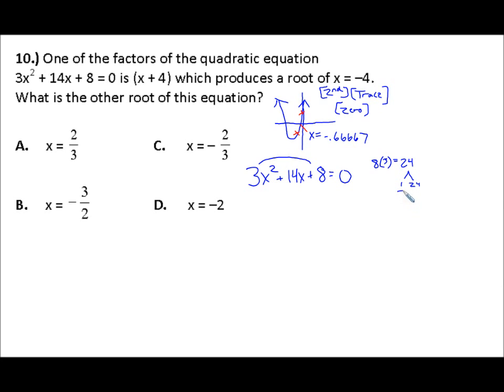1 and 24, 2 and 12 is 24. 3 times 8 is 24, obviously. 4 times 6 is 24. We know that's it because it's not divisible by 5, and once you have 5, you hit 6 again, so we've looped back around. Since everything's positive, I can split these into positive factors. Each one has an x and an x.